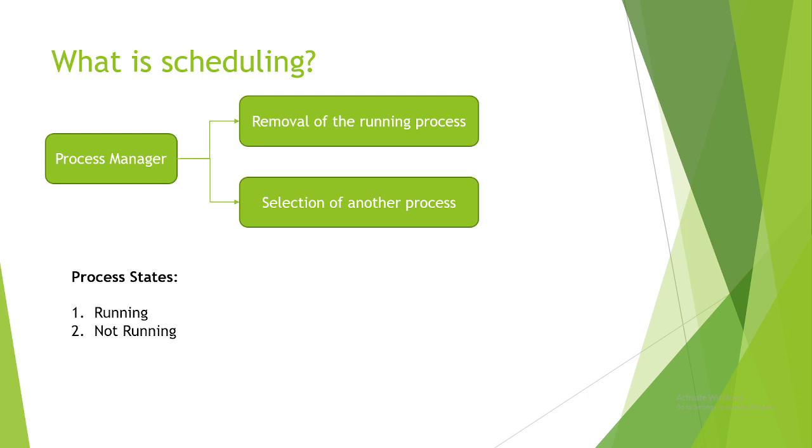There is another term called context switching. A context switch is the mechanism to store and restore the state or context of a CPU in the process control block, so that a process execution can be resumed from the same point at a later time. Using this technique, a context switcher enables multiple processes to share a single CPU. Context switching is an essential part of a multitasking operating system's features.